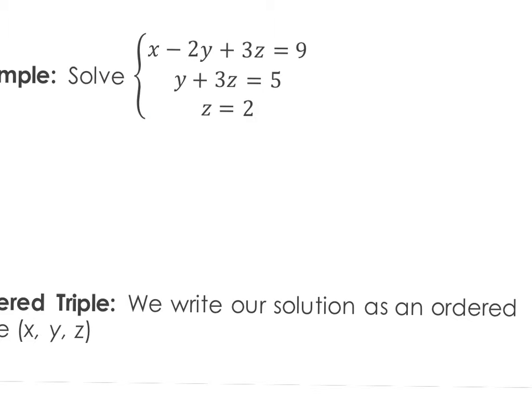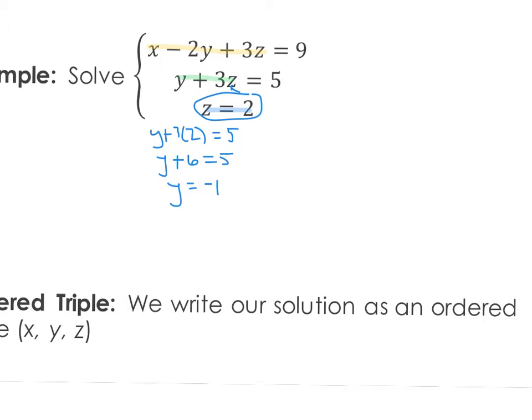If we look at this system, notice that we have an equation that has 3 unknowns, the middle equation has 2 unknowns, and the third equation has 1 unknown. So we can use our back substitution. First thing I'm going to do is put z equals 2 into equation 2. So we'll have y plus 3 times 2 equals 5. And then we solve the equation y plus 6 equals 5, or y equals -1.